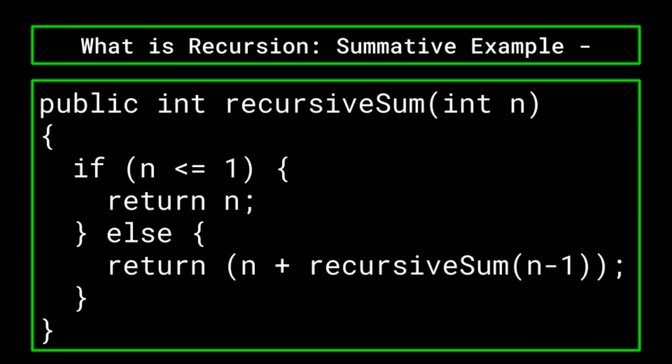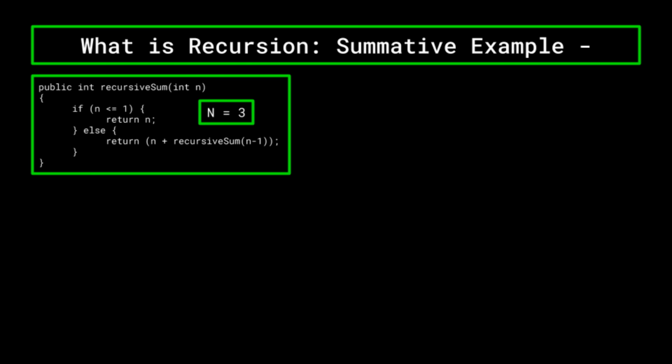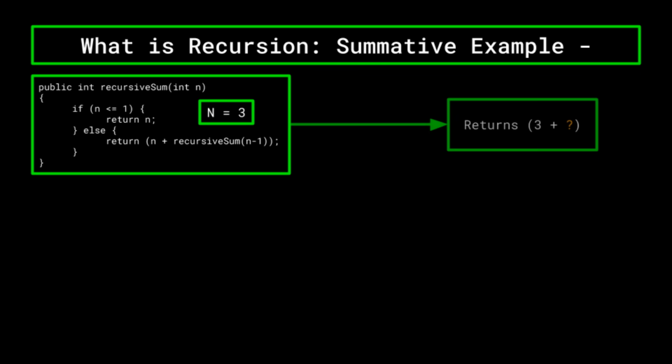Why do we add n and the function call? Well, let's actually go through the function as if we were the computer and see why. We start with a call of recursive sum with n equals 3. We know that 3 is not less than or equal to 1, so now we try to return a recursive sum of n, which is 3, and the returning value of recursive sum with an n of 2.